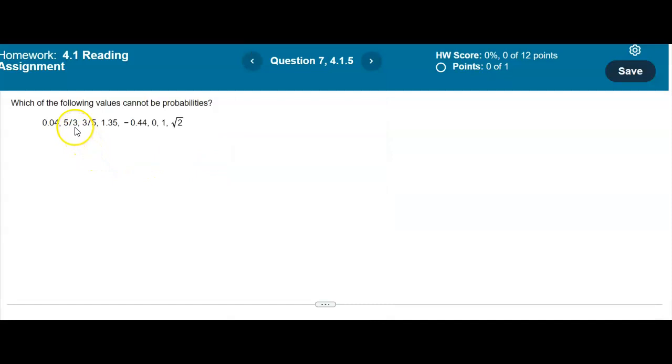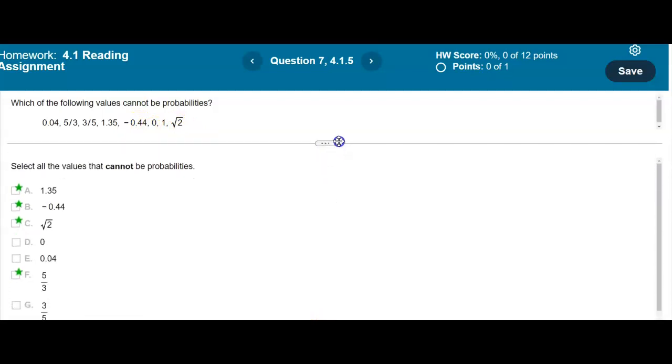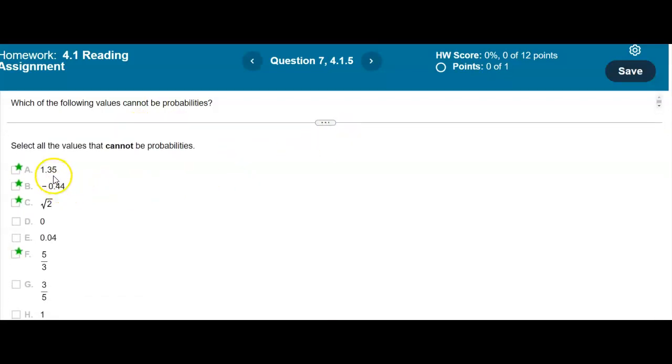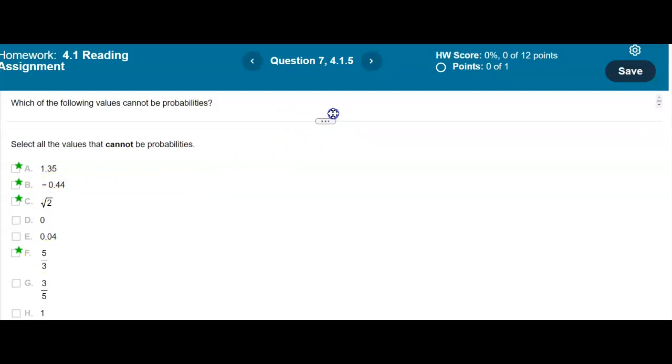So it looks like 5/3, 1.35, negative 0.44, and the square root of 2. So there are our values: 1.35, negative 0.44, square root of 2, and 5/3.